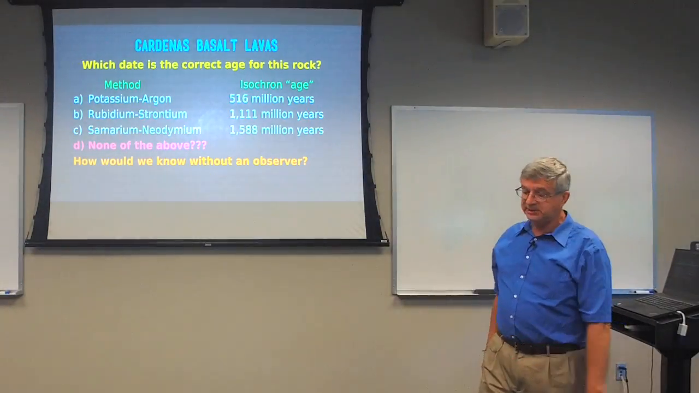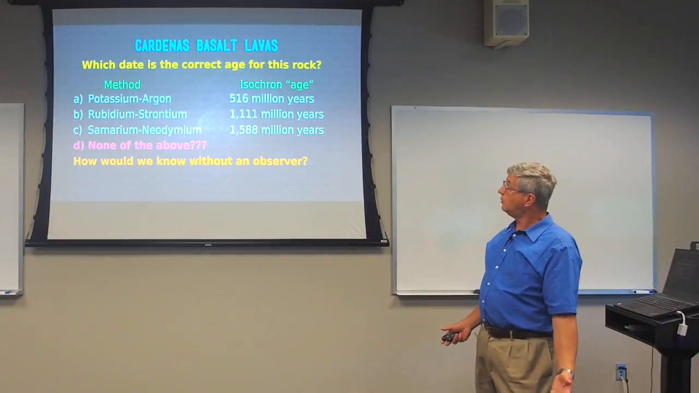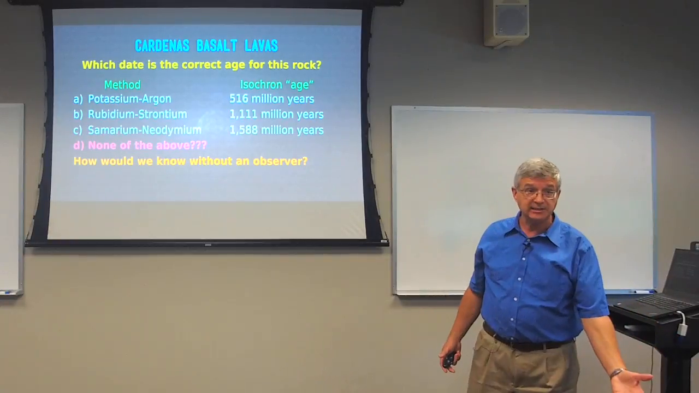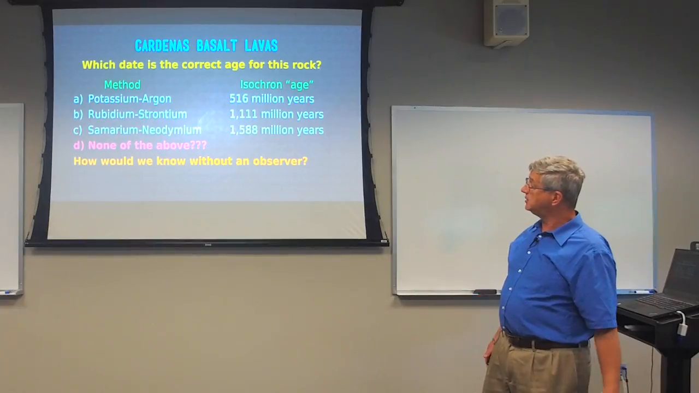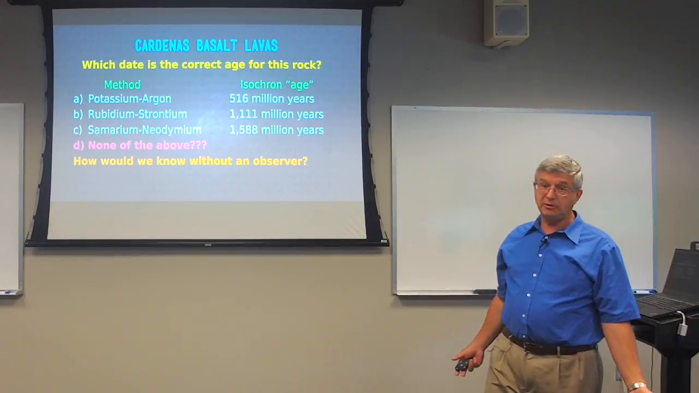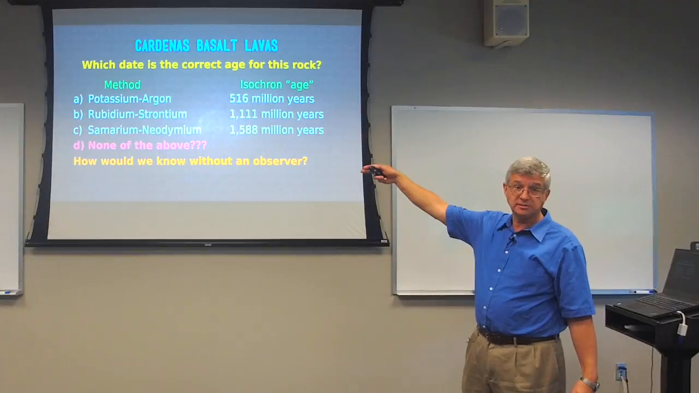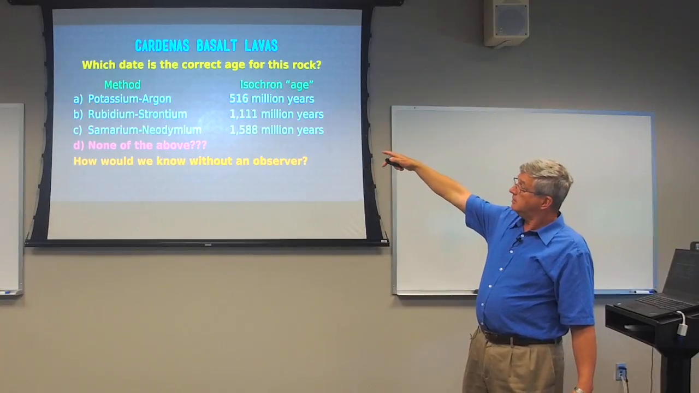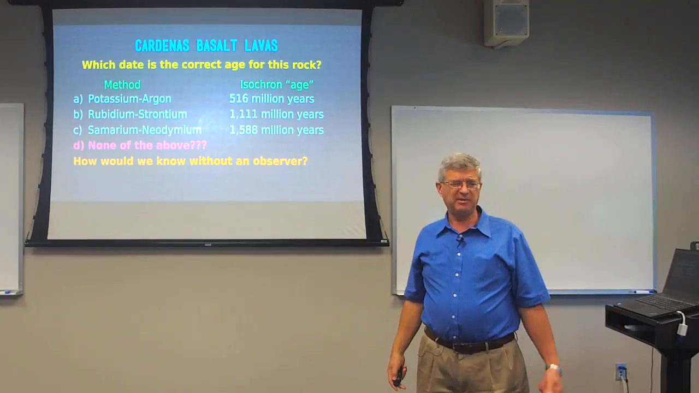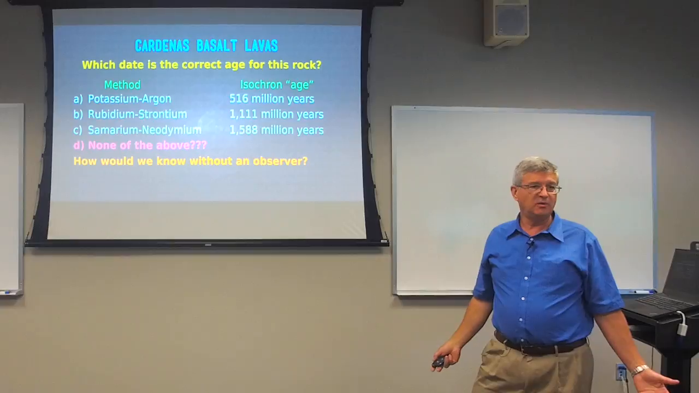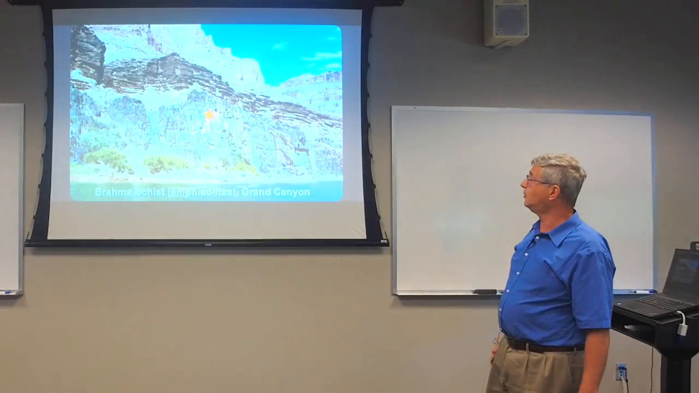And here's the results. Potassium argon, 516 million years, the youngest. Rubidium strontium, 1,111 million years, the second youngest. Potassium is younger than rubidium. And samarium neodymium, 1,508 million years, which is the correct one. How would we know without an observer? Now I want you to notice not only there's a pattern here in the ages, but notice that the samarium is 3 times the size of the potassium age. I mean, how accurate is that when you get a 300% difference in the ages? Not very accurate at all.